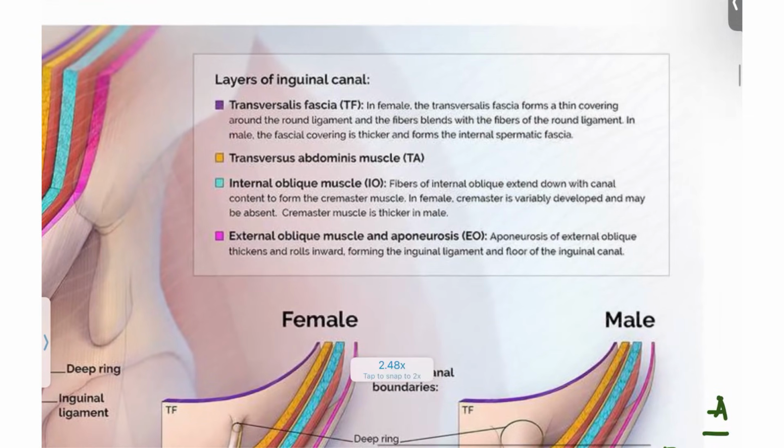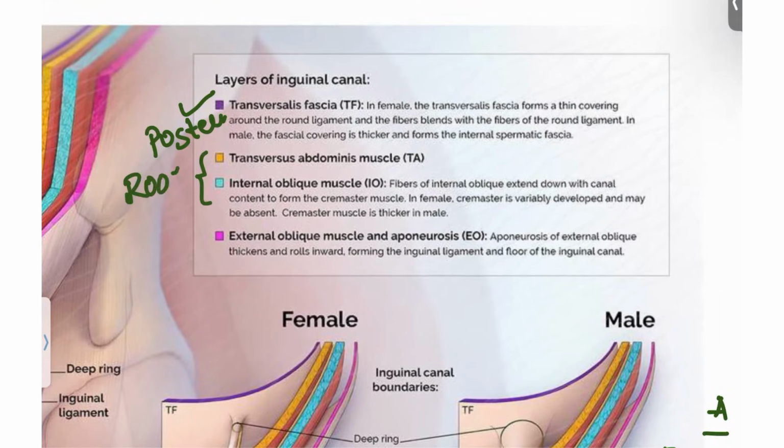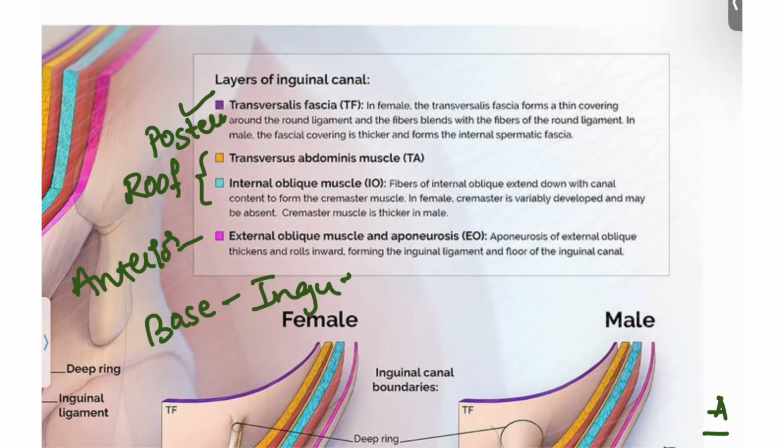So this will form your posterior. The transversalis fascia, transversus abdominis muscle and internal oblique will form the roof of the inguinal canal. On the anterior side will be the external oblique muscle. So what is the base for all these structures to sit on? That is the inguinal ligament.